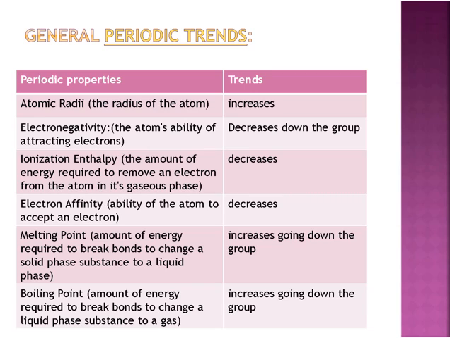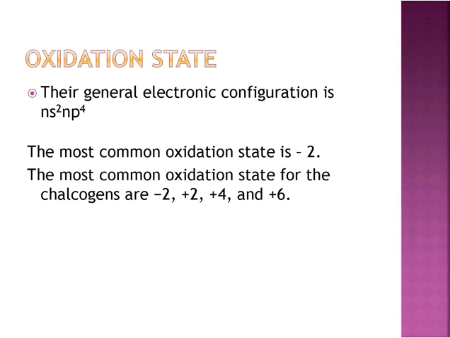Now when we look into the general periodic trends of these group elements, atomic radii increases down the group, electronegativity decreases down the group, ionization enthalpy also decreases down the group, electron affinity, or the ability of the atom to accept an electron, decreases down the group. Melting point also increases down the group. As we all know, as the mass increases, melting point will increase. Boiling point increases down the group. Mass will increase, then the boiling point will also increase.